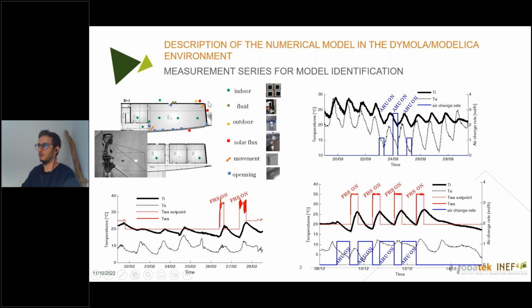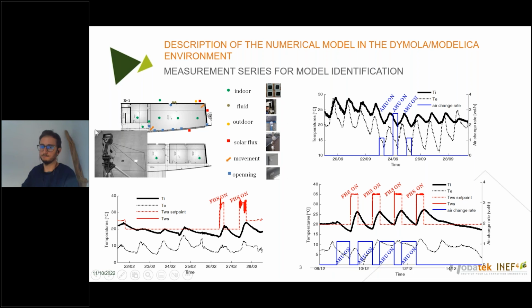Also the temperature of the fluid, because in this room there is a floor heating system, so we want to know the input and the output temperature of the floor heating system. And also movement sensors to know something about the occupancy.